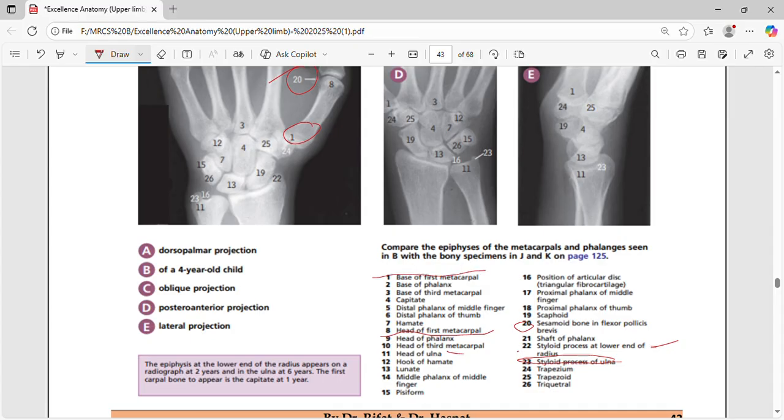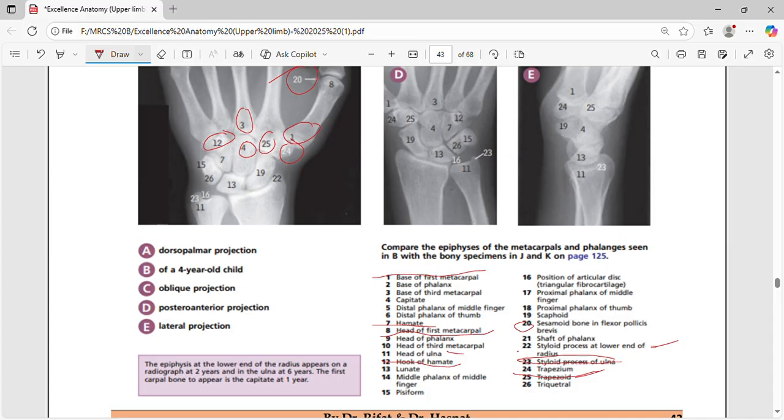So 24 is your trapezium, and then we have 25. If this is trapezium, this will be trapezoid. 25 is trapezoid, and then we have further the capitate on number 4, and the hamate, number 7, and this is the tubercle or hook of hamate. 12 is the hook of hamate, and 7 is the hamate bone. 3 is the base of the third metacarpal.